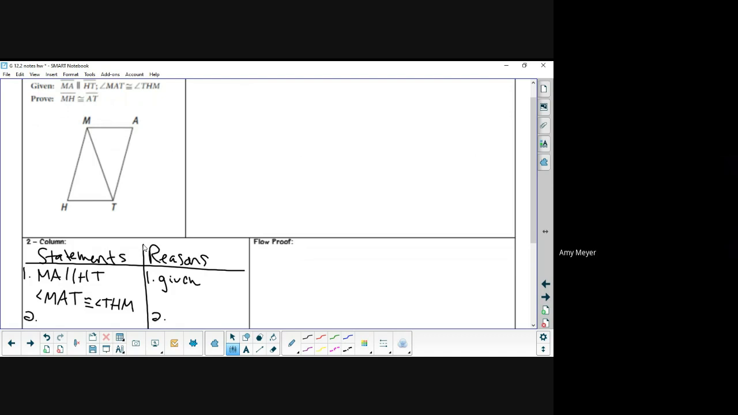In the 2-column proof, we can write all the givens at once. In the flow proof, we separate them. Let's go ahead and mark our picture with this angle that they give us, angle MAT. Find that and put a little arc in angle MAT. Then find angle THM.